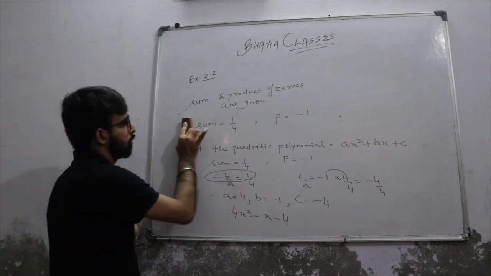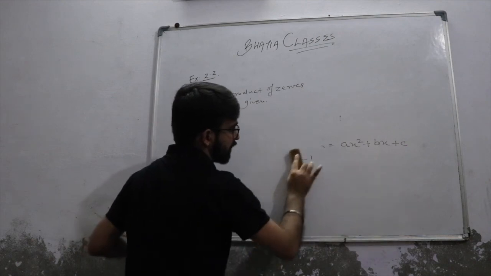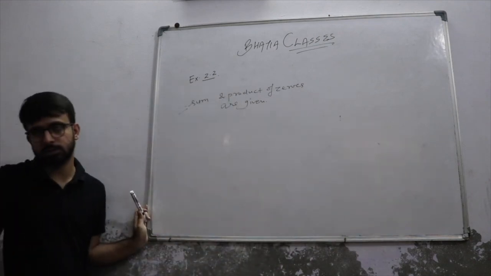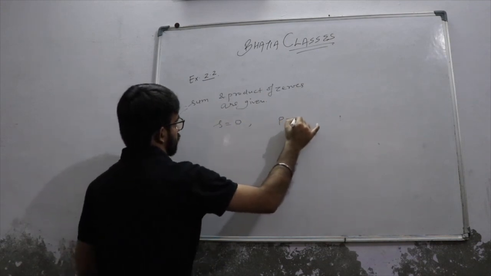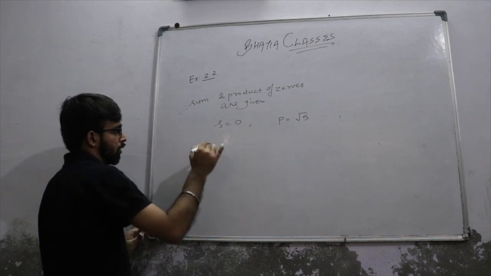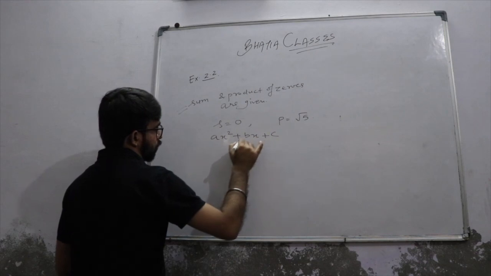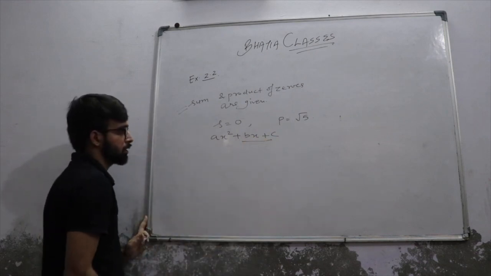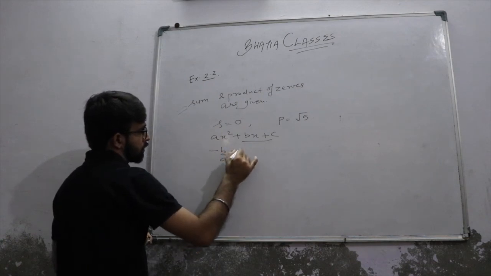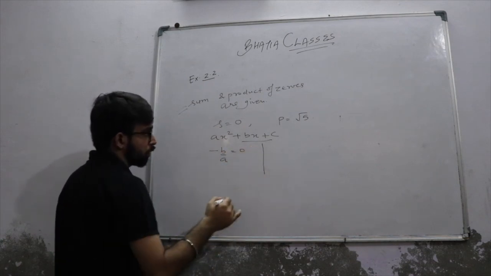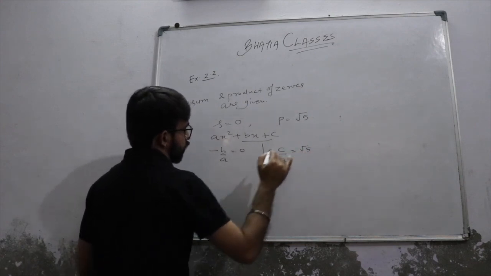Let me show you one more example. It will be easier than this one. Sum is 0 and product is root 5. Similarly, by not wasting any time, the quadratic polynomial will be ax squared plus bx plus c. Therefore, sum minus b by a is given as 0, and product c by a is root 5.